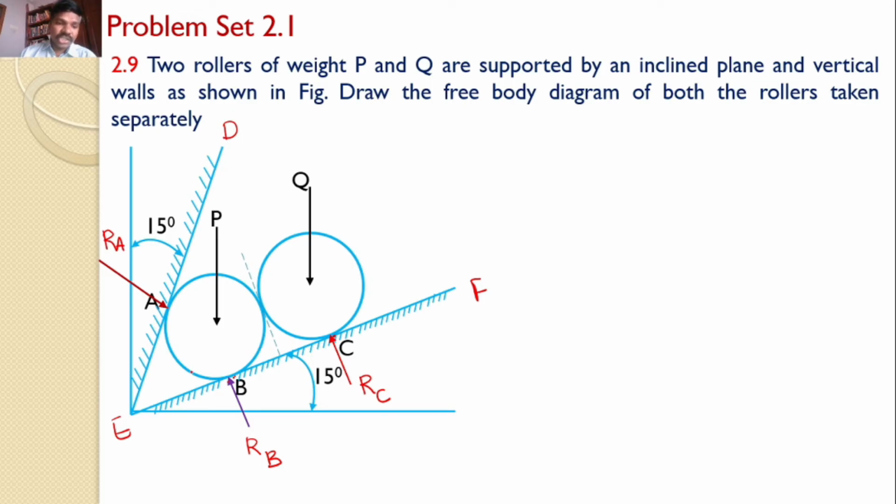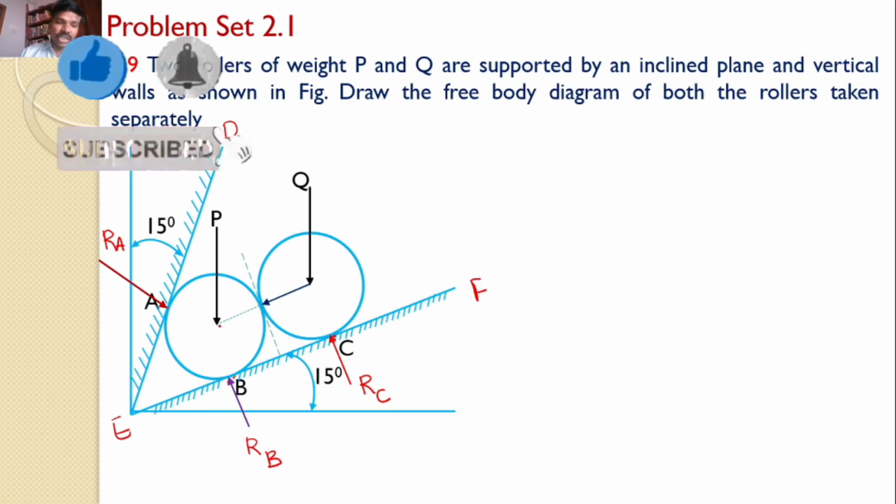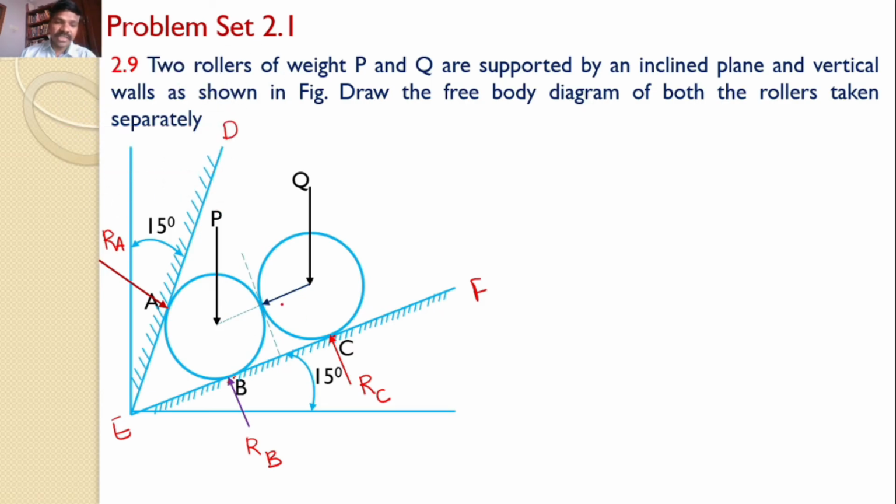That means the reaction force on P is perpendicular to this tangent and it is towards the roller P. Let this reaction be R. The same reaction will develop on roller Q, perpendicular to this tangent and towards Q. The same reaction. So these are the various forces that are acting on the rollers P and Q.